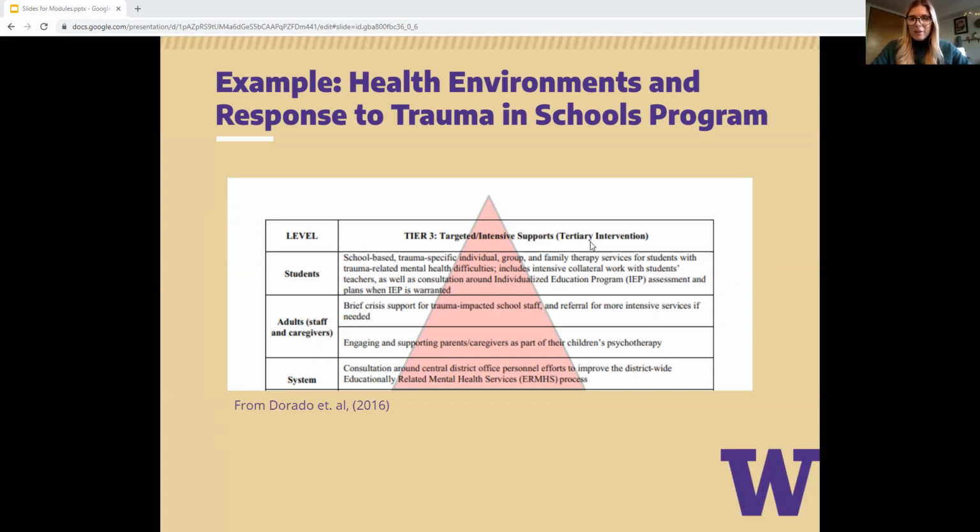Results of the program evaluations show significant increases in staff understanding of trauma and trauma-informed practices, a significant decrease in disciplinary office referrals, improvements in student learning and school attendance, and an overall decrease in trauma-related symptoms in students who received HEARTS therapy. We hope that providing more information about the tiered approach to trauma-informed care will help you think about how you can provide different levels of trauma-informed care to students that you serve.